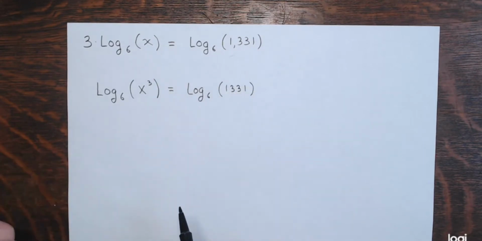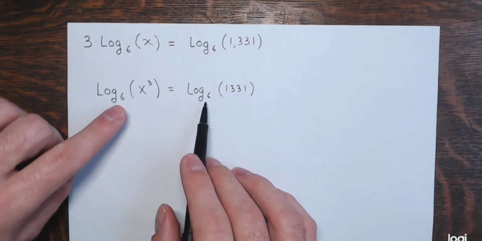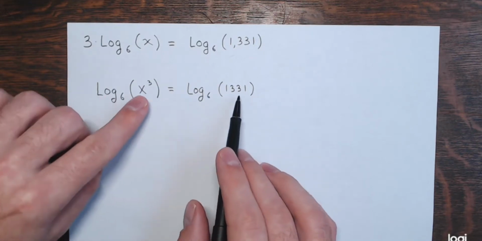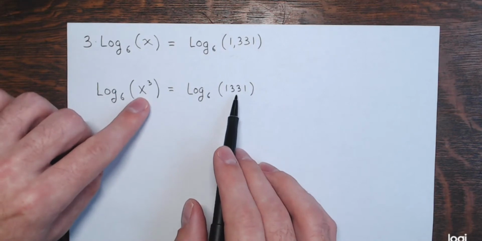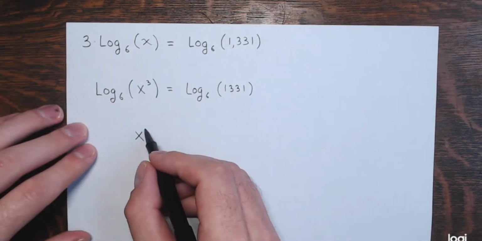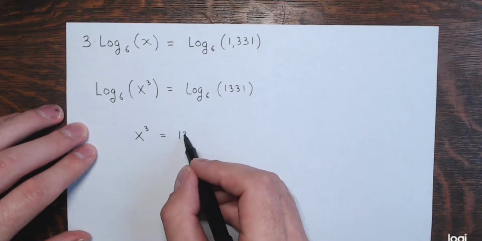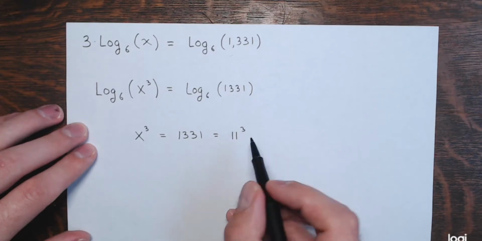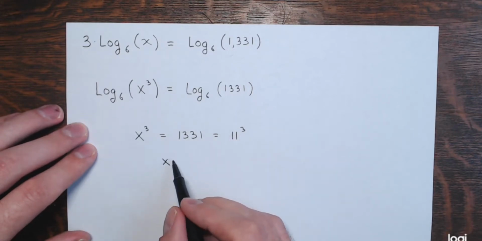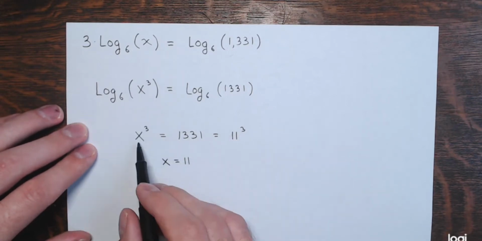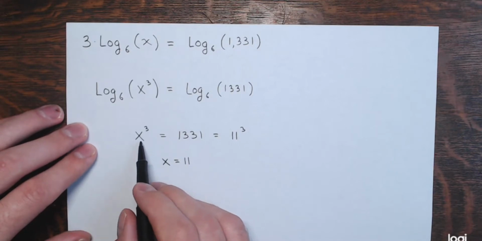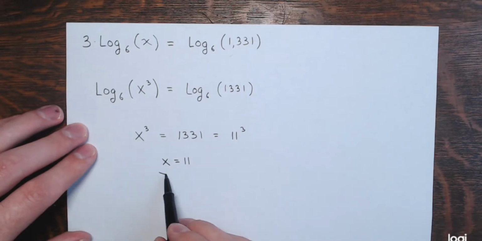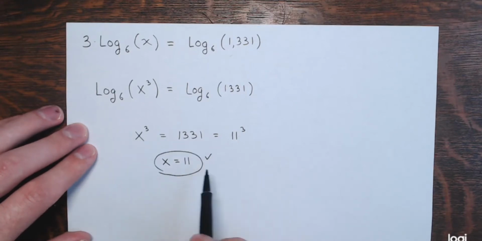And then I can apply that one-to-one property, right? The only way two logs with the same base are equal is if their arguments, their inputs, are equal. So this means that x cubed must be 1,331, which is 11 cubed. So x must be 11. And just as I did in the first example, there are two other solutions to this, but they would have an imaginary number in it. So the only one that works out is 11, and you can check that if you wish, but 11's fine.